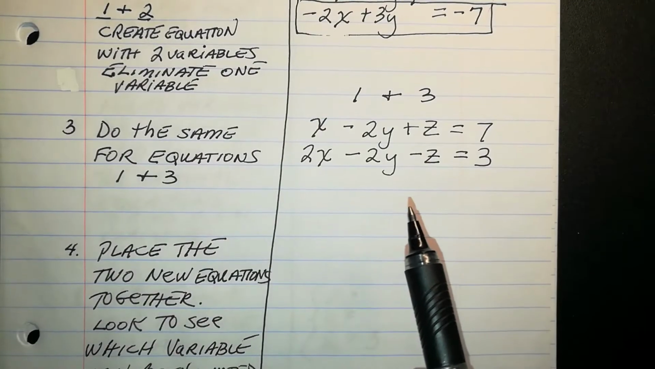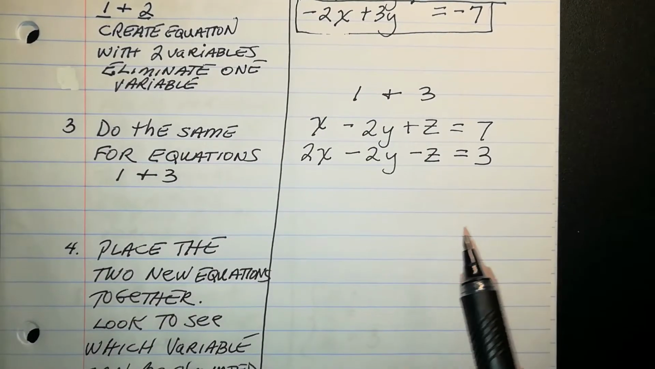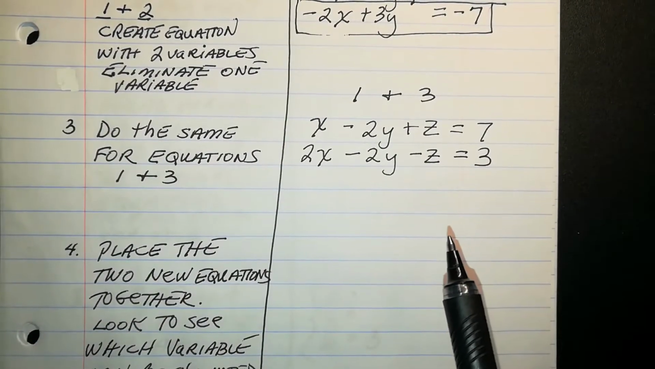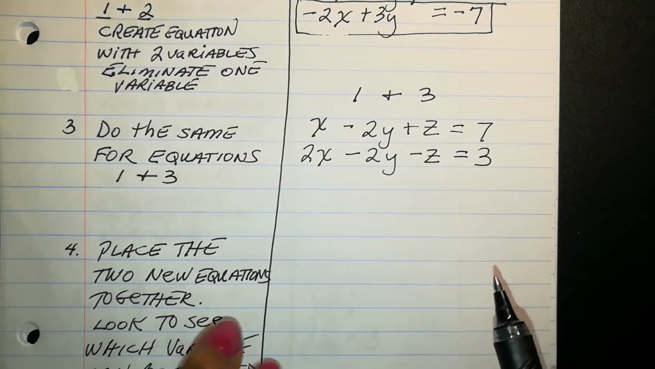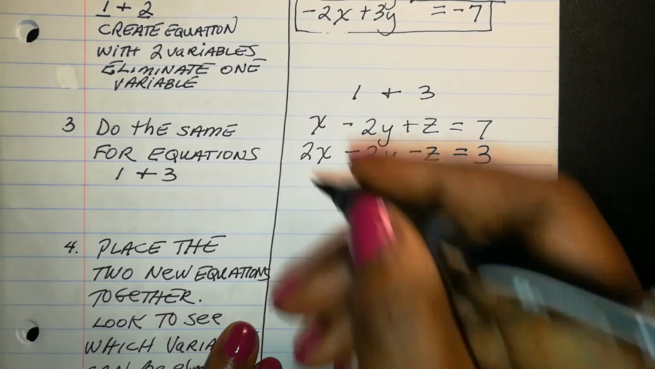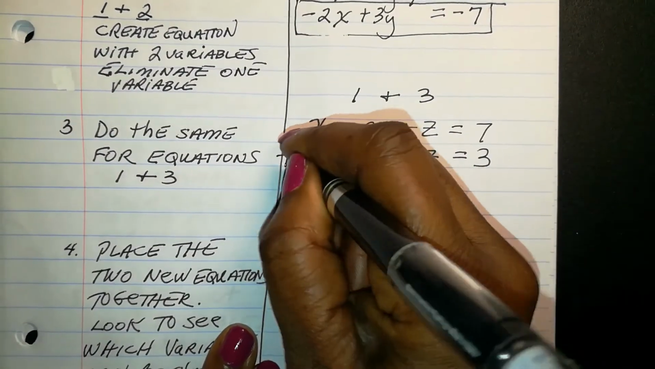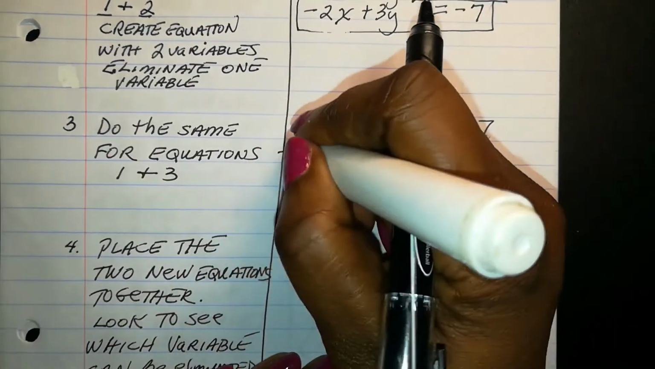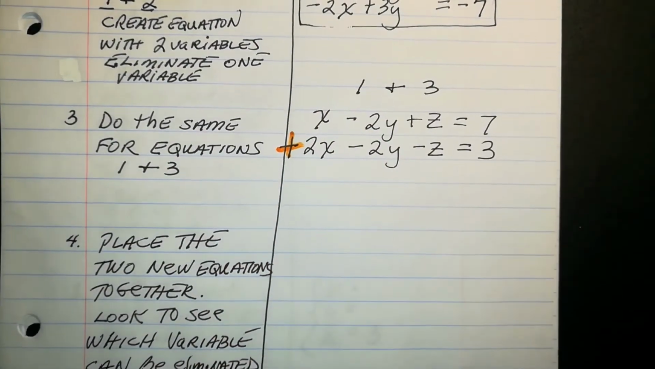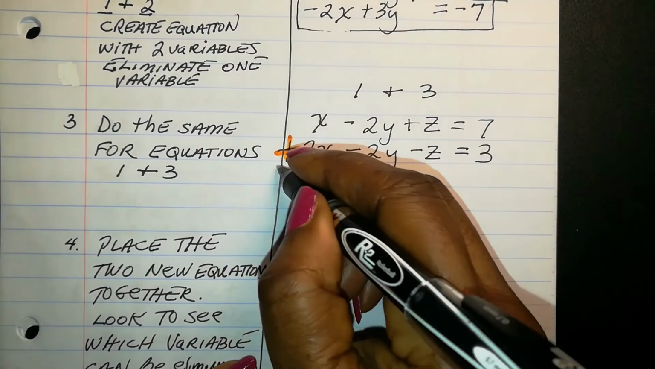Now with plus and minus, how do we eliminate those? Well, positive 1 plus a negative 1, those would cancel out. So that's what we're going to do. We're going to add the two equations, and by adding them, that will eliminate the z's. Watch.